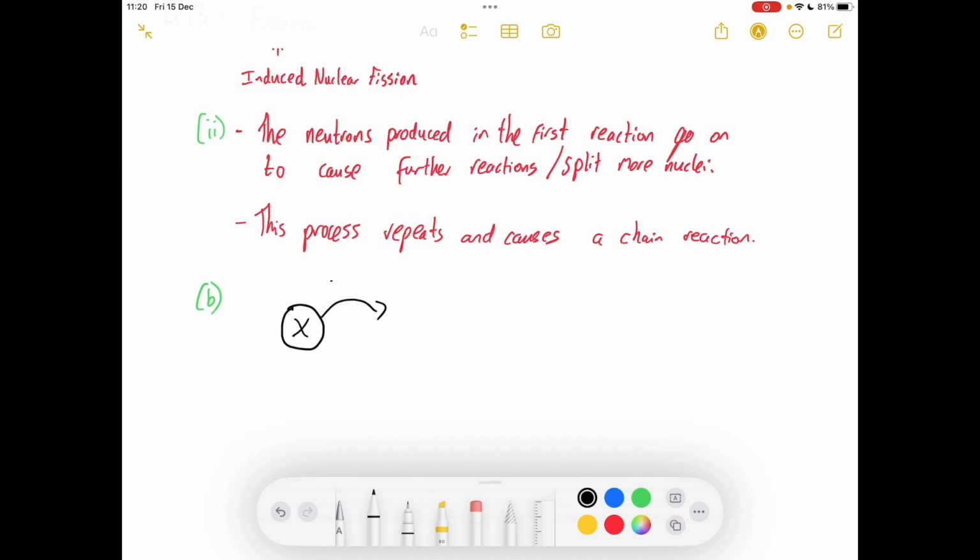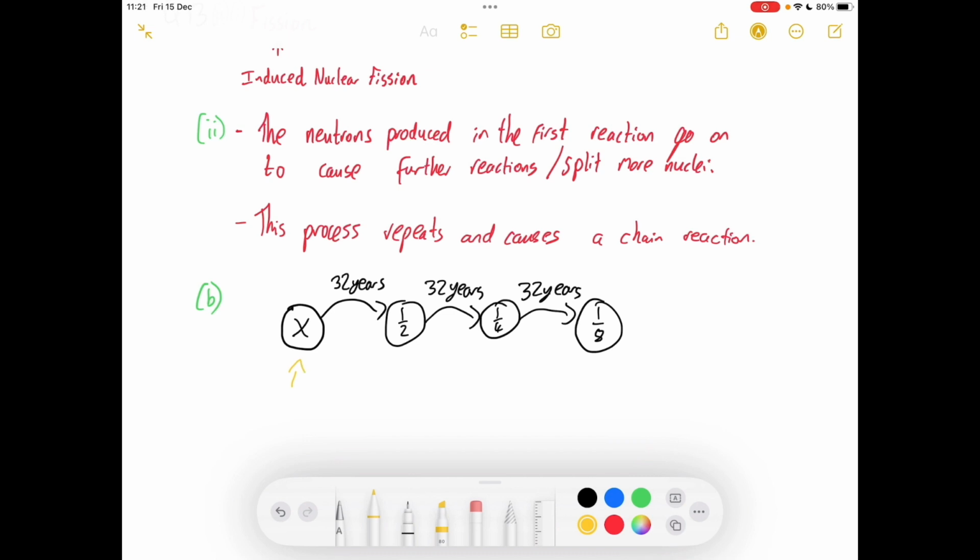After 32 years, well, it's going to reach half of that. Then after a further 32 years, well, it halves again, which becomes a quarter. And a further 32 years, it halves again, and that becomes an eighth. And that's where we want to be. We want to be able to halve it until it gets to 1/8 of where it started at the beginning.